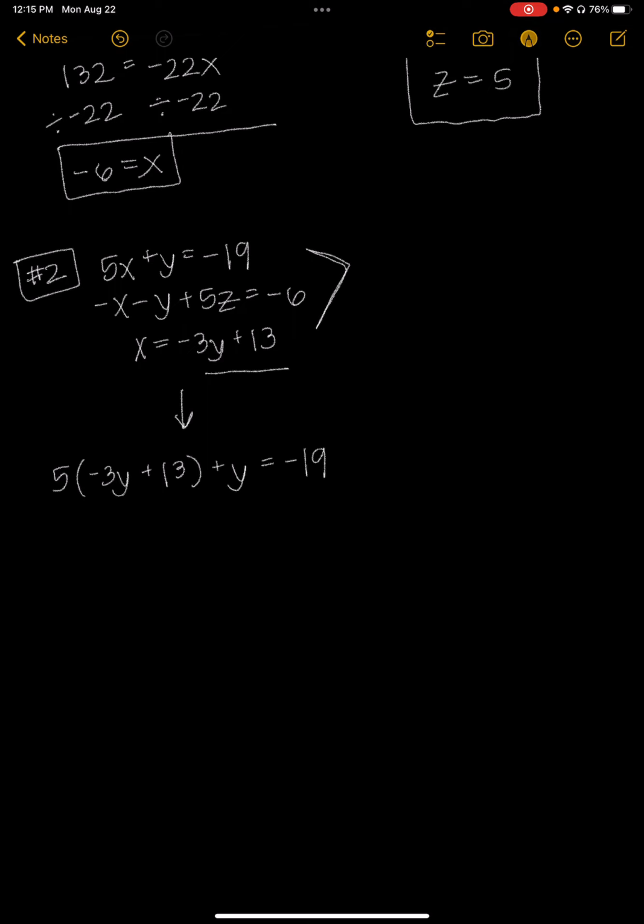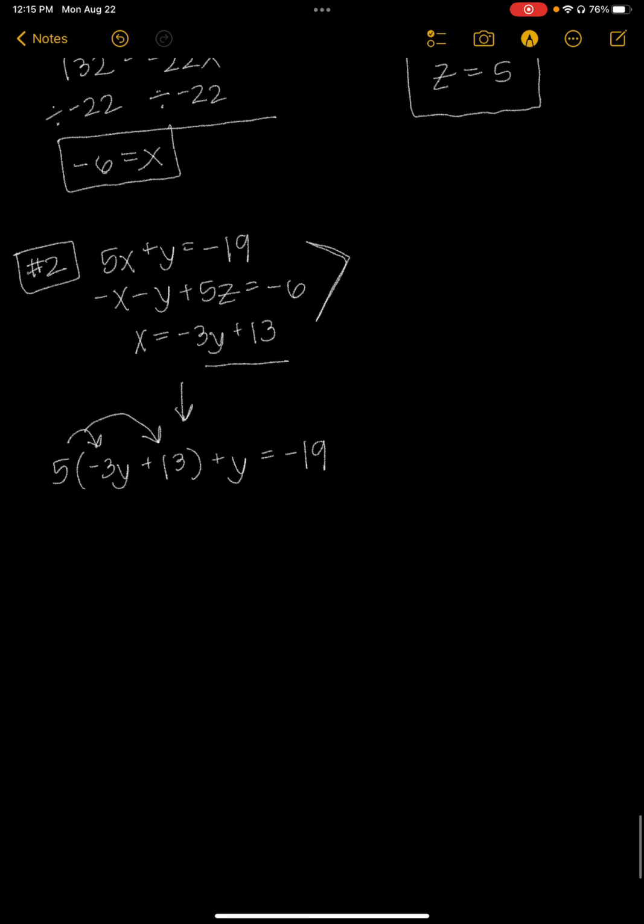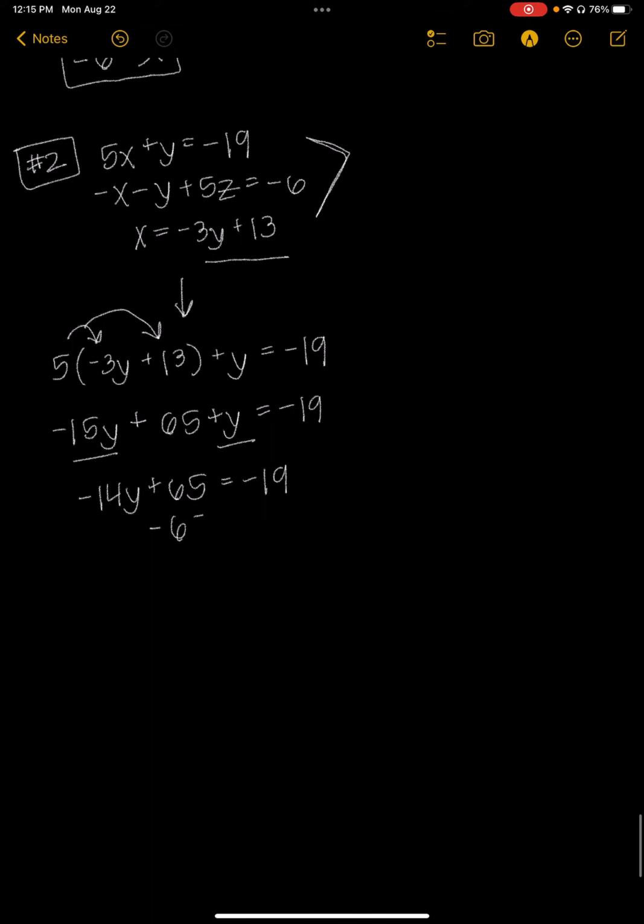Now, if you look really close, we only have one variable in this equation. So instead of starting to plug stuff into that second equation right off the bat, what I'm going to do is actually solve for y. So I'm going to distribute the 5 inside of these parentheses. I get negative 15y plus 65 plus y equals negative 19. All right, now we're going to combine like terms, the y's, and we get negative 14y plus 65 equals negative 19. Now we can solve this for y by subtracting 65 from each side.